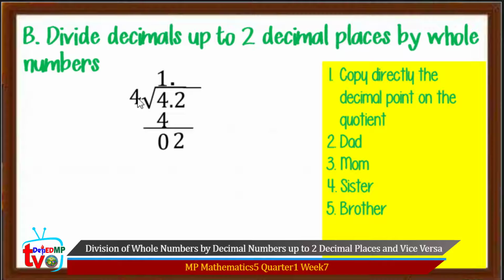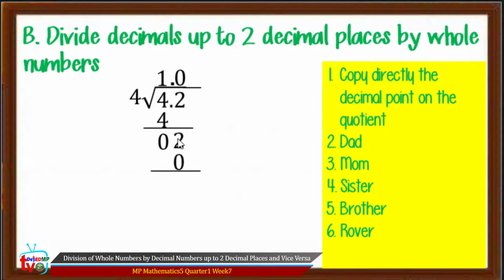Next step or next character is rover, meaning we will repeat. Let us go back to that. So, 2 divided by 4 is 0. 0 times 4, that is mom. The answer is 0. Next is subtract. 2 minus 0 is 2.